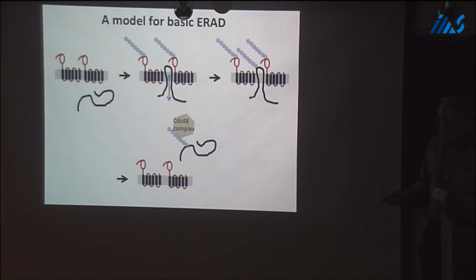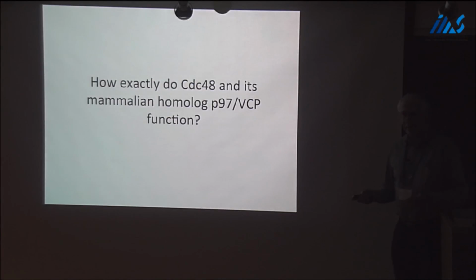So this allows us then to add another step here. At this point, we had this ratcheting mechanism where the polyubiquitination of the substrate prevented a loop from moving backwards. And now the CDC48 complex would bind to the polyubiquitin chain and pull it out of the membrane. Now you will ask me, how does it really work?